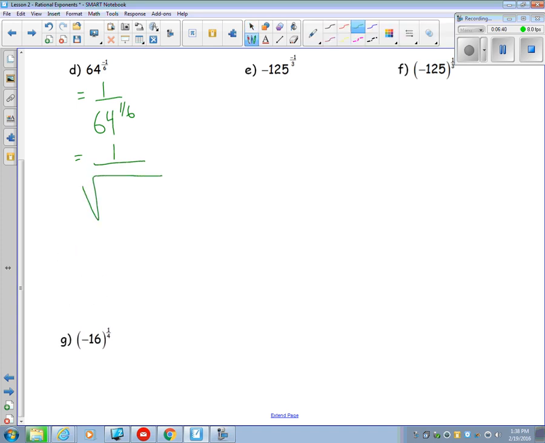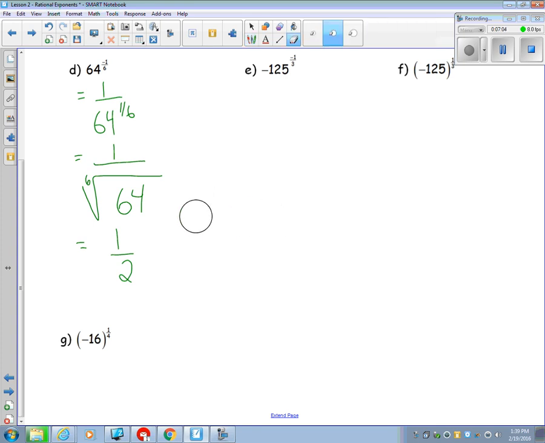Okay, my root sign, my base is 64. The nth root is a 6. I take my calculator out, the 1 is still on top. The 6th root of 64. What number to the power of 6 comes out to 64? Well, using my calculator, the number is 2, because 2 to the 6 is 64.